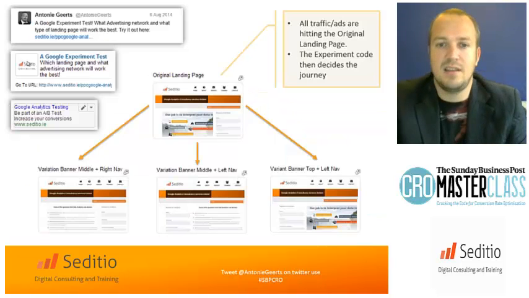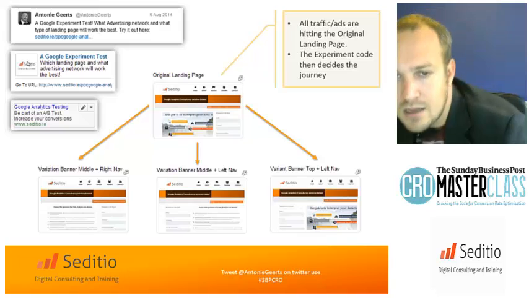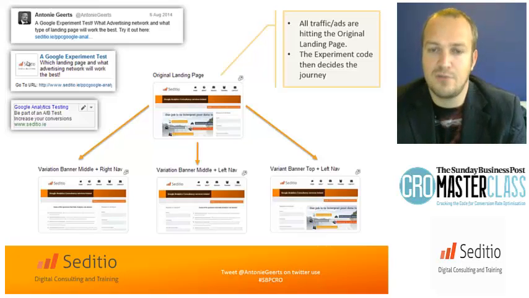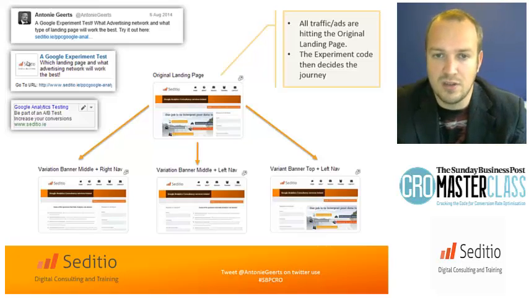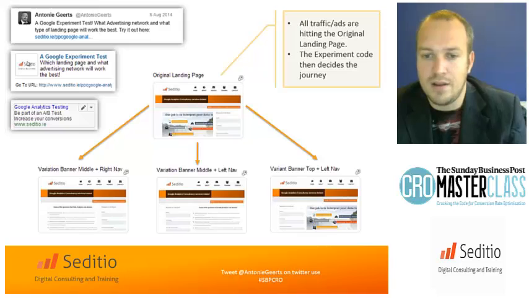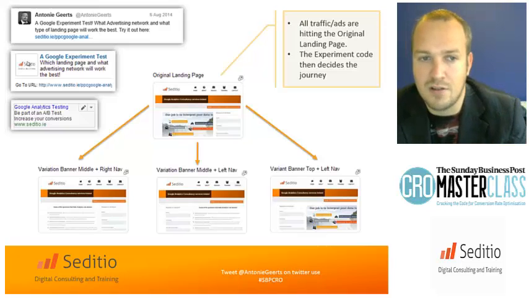And then once you've done that, it will work like this. As you can see, the original landing page is always in the middle, and that's because all the traffic will always hit the original landing page, because the original landing page has that experiment code. So from there on, it will actually decide if you're either going to see the variations or you're going to see the original one, and then it also decides which variation you're going to see.